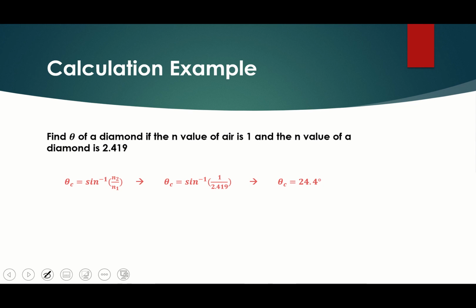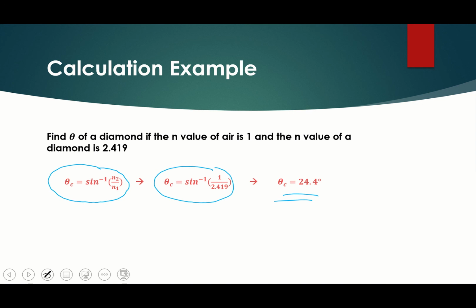Okay, so we're going to go ahead and use the equation we just learned. We know that the n value of air is 1, and the n value of a diamond is 2.419. So if you plug all of this into your calculator, you're going to get 24.4 degrees. And that's your critical angle.